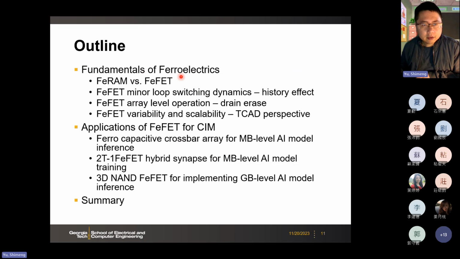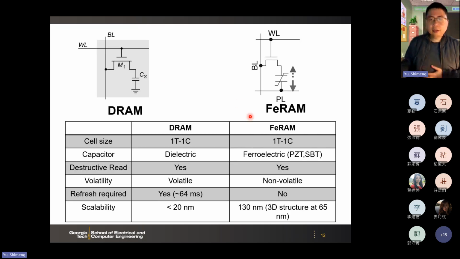Okay, then we will talk about some device structures next. We already mentioned some of the FeFET behavior, but let's look at another device structure called FeRAM. FeRAM is a little bit different from FeFET. Here the ferro cap is integrated to the drain of the transistor. So it's like today's DRAM, 1T-1C. But in today's DRAM, the cap is a regular cap based on a dielectric. Here FeRAM is going to replace this regular cap with a ferro cap.